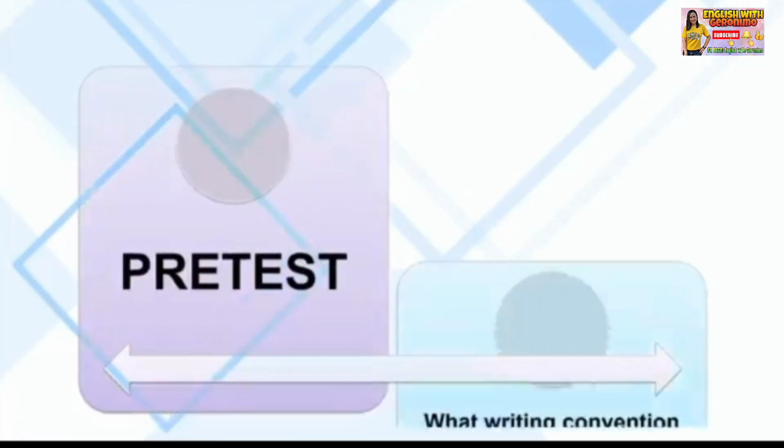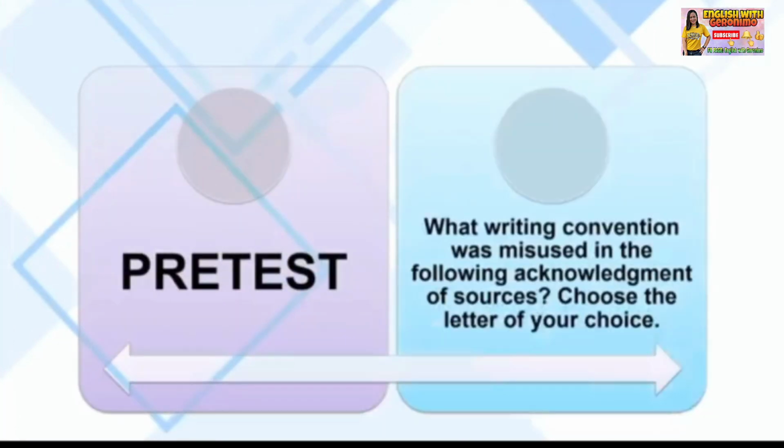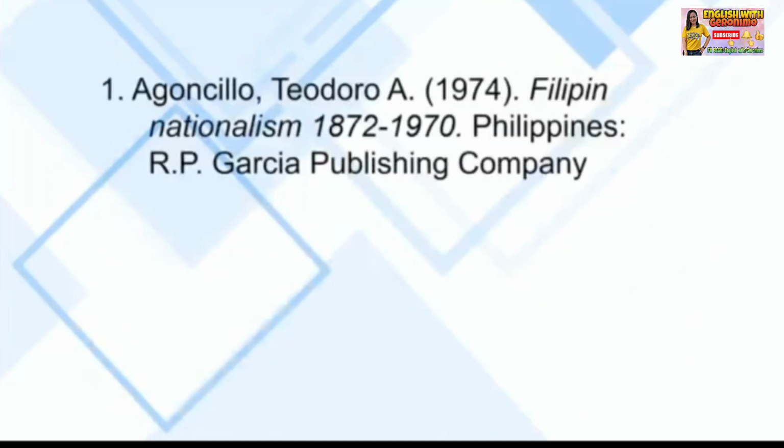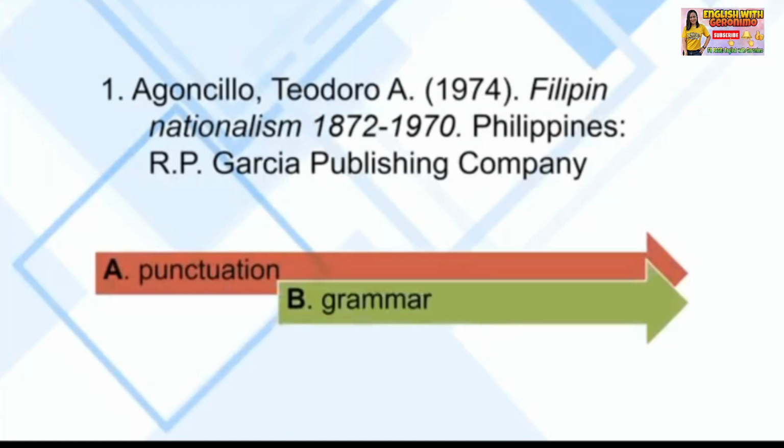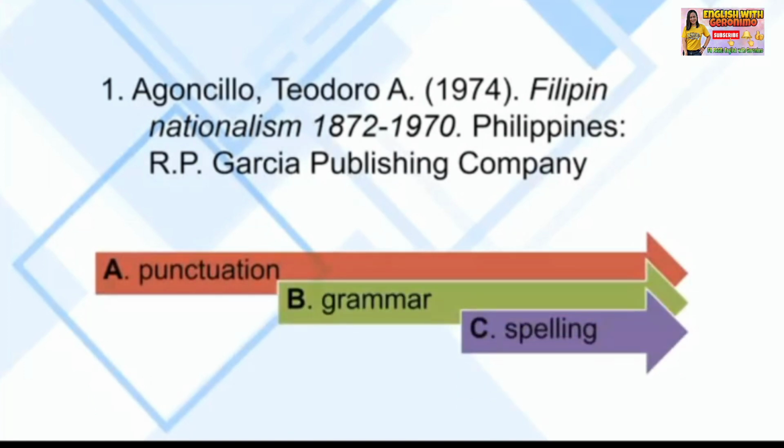Let us start first with a pretest. What writing convention was misused in the following acknowledgement of sources? Choose the letter of your choice and write it on a piece of paper. Number 1. A. Punctuation. B. Grammar. C. Spelling.